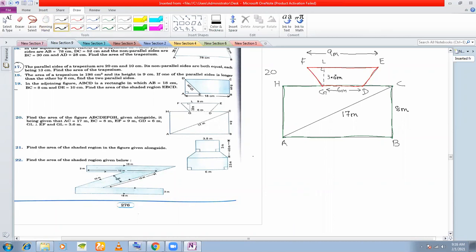Now the question is how to find out the area of the rectangle when the length is not given. Is this length given to you? This length is not given to you. So we shall proceed to find out this length. And how do you find out this length? You know that this is a rectangle, therefore this must be a 90-degree angle, right?